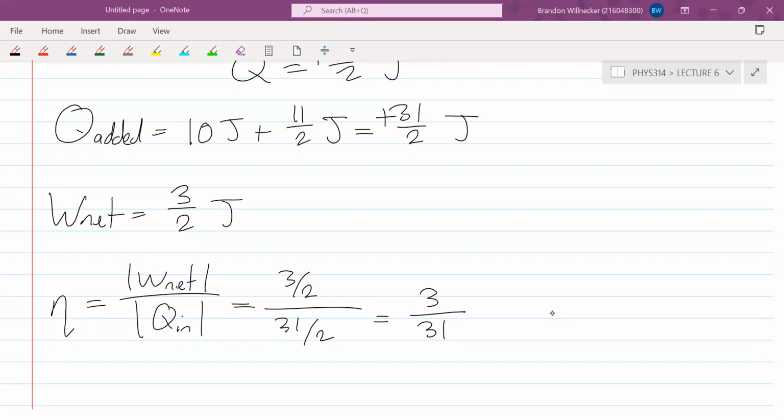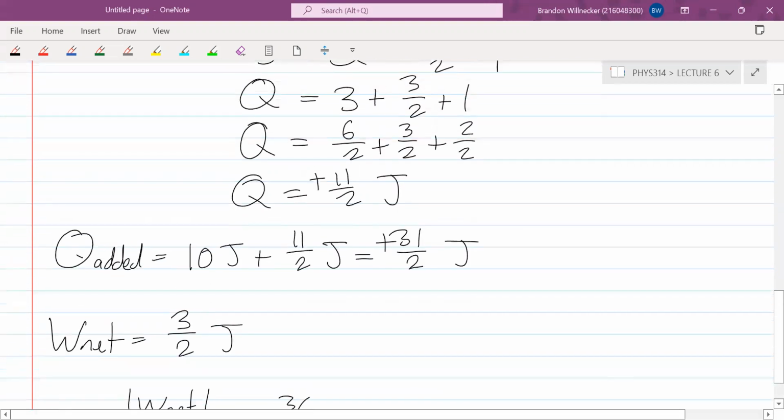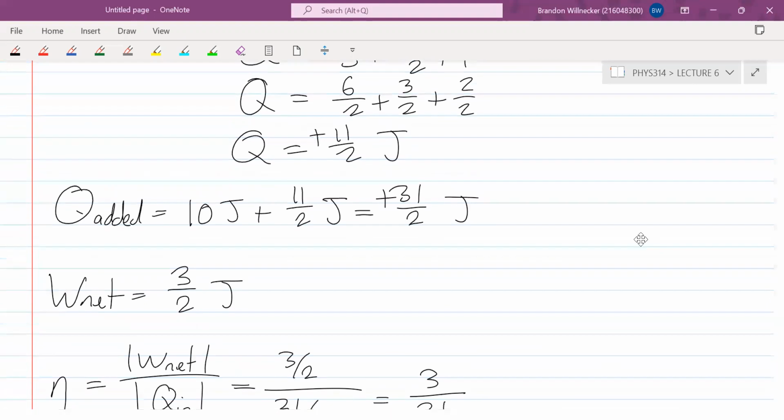And the next question was, is this a refrigerator or an engine? It is an engine because it outputs some amount of work. If W net was negative, that means you have to put in the work for it to do something. But yeah, it's producing work, so it must be an engine.